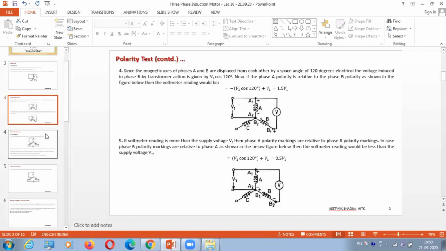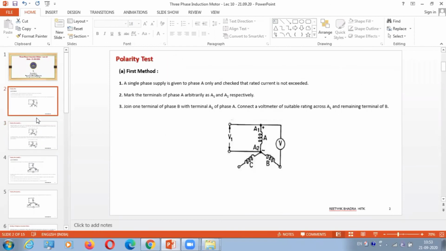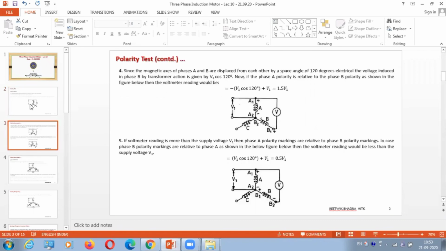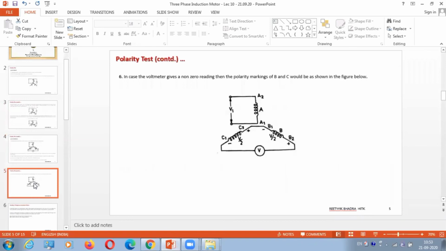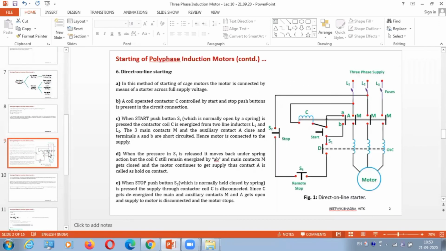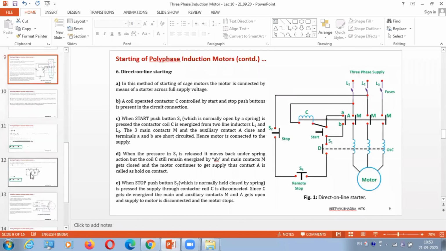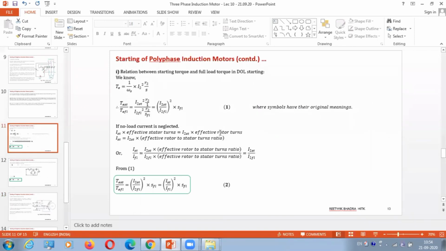Explain polarity test. Any one method you just explain. Okay, check the marks. If it is asked 2 or 3 marks, maximum 3 to 5 marks will be asked. You have to write all these points. Or one method you can write this, or second method you can write this one. And you may be asked either of the starting, be it dol starting or reduced voltage starting, and obviously you may be asked to solve problems using these formulas, which we'll later deal with on Wednesday, I think.